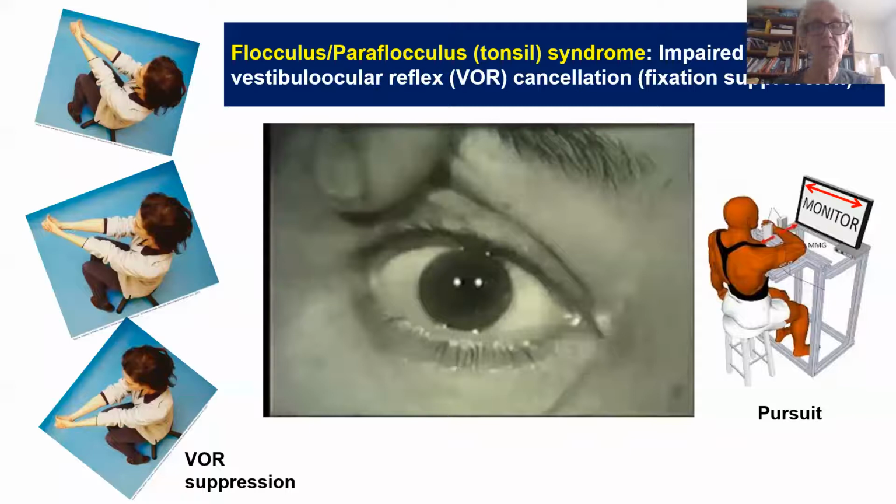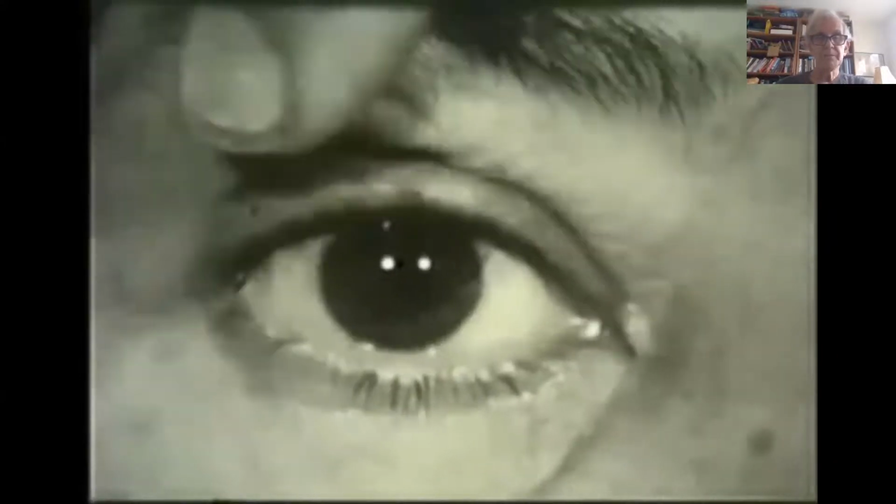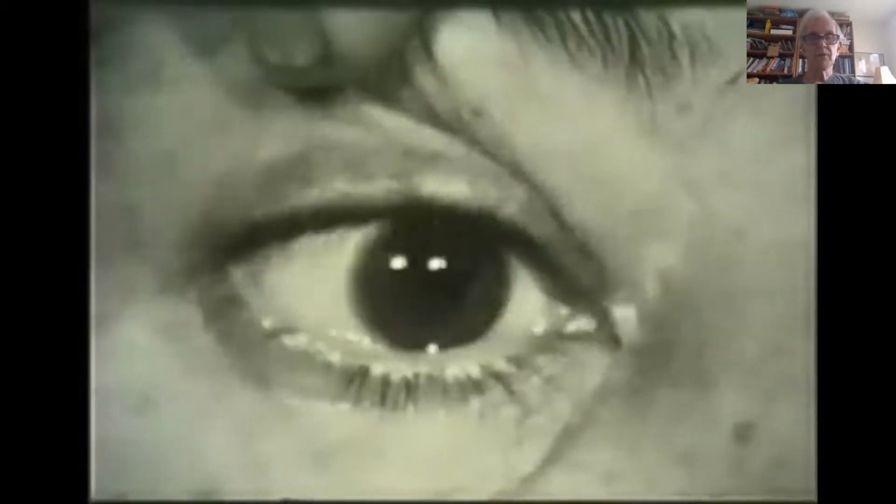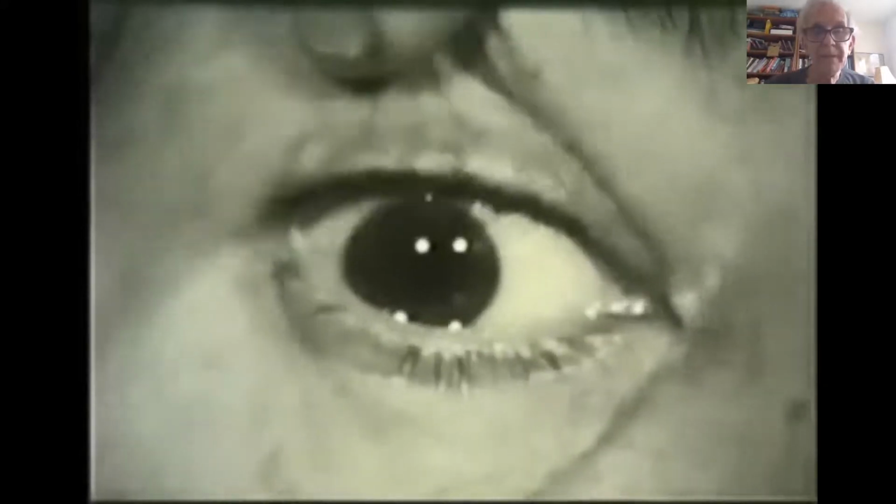Now we're going to ask her to suppress her vestibular ocular reflex. She's going to fixate a target moving with her head. You see that on the left. On the right, she's going to be asked to make smooth pursuit following a target moving in front of her. So that's smooth pursuit. It's choppy. It's very choppy in both directions.